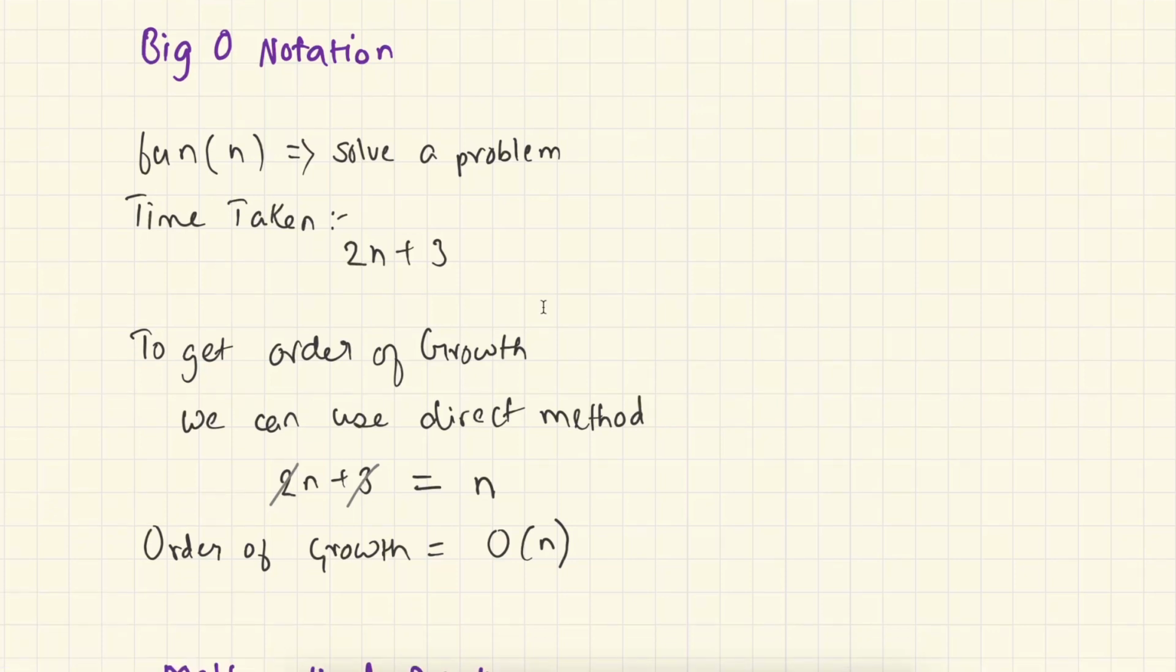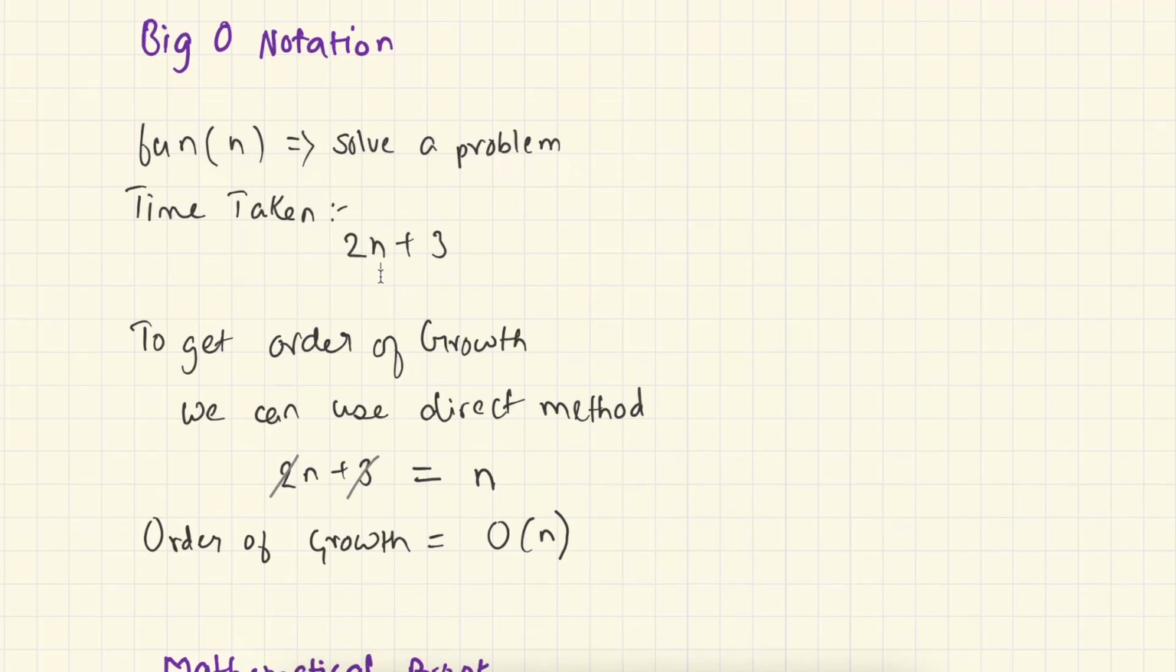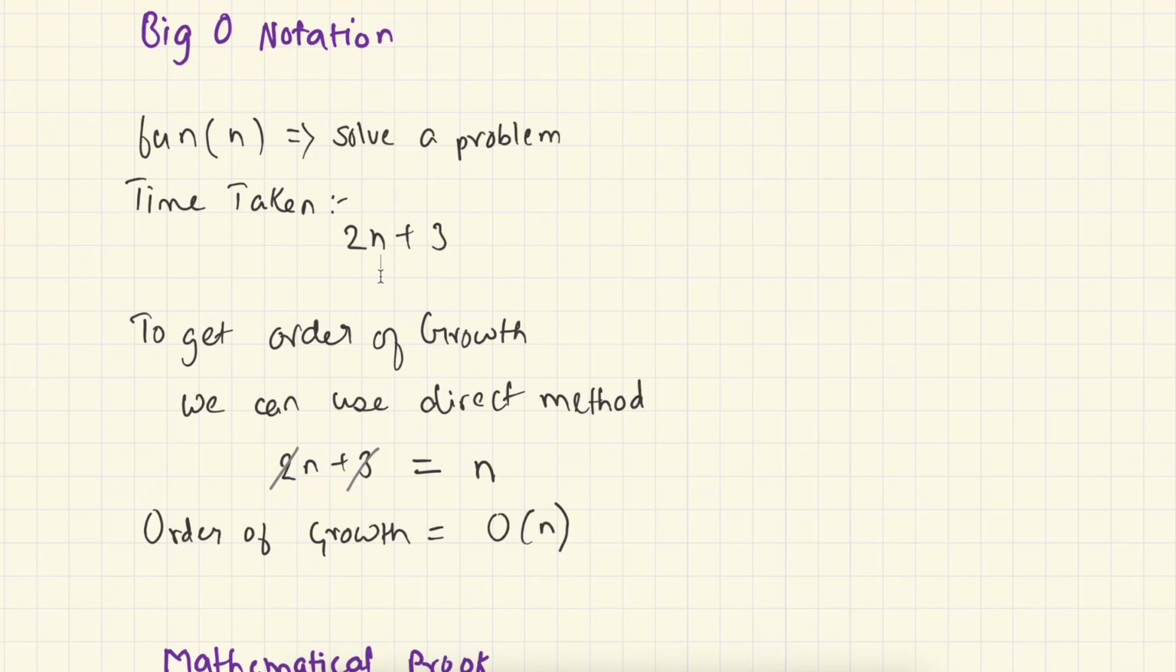Let's get started. So we are given a function to solve a problem, and the expression of time taken by this function to solve a problem is given by 2n plus 3, and we have to find the order of growth of this function. So what we do? We use the direct method to get the order of growth of this function. I talked about the direct method in the asymptotic analysis track. So if you don't know about the direct method, you can simply go to the asymptotic analysis track and watch that video first and then come back here.